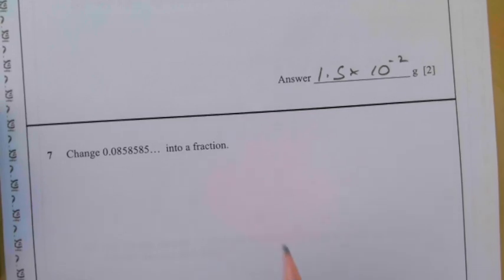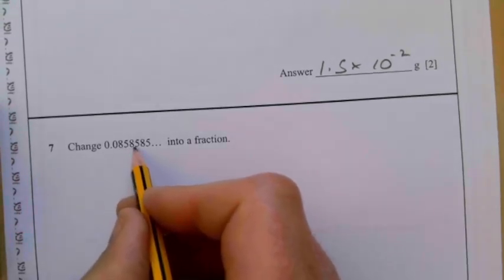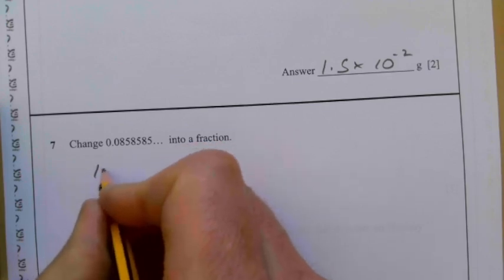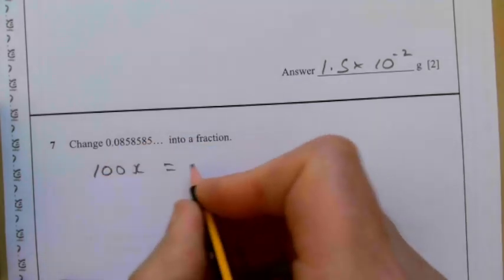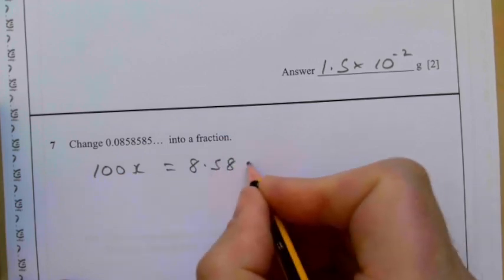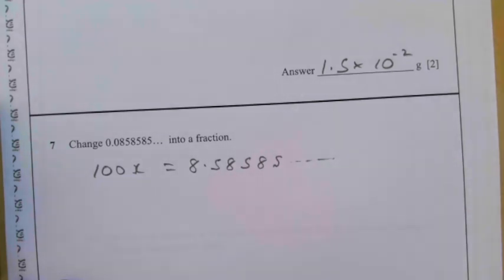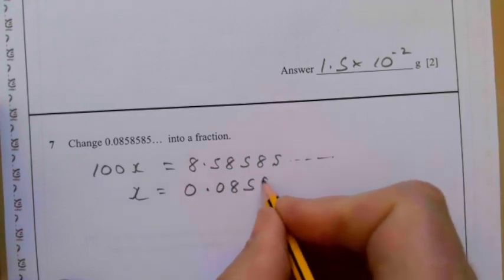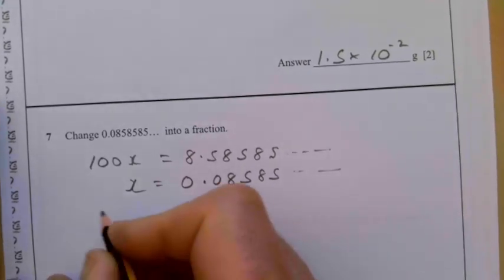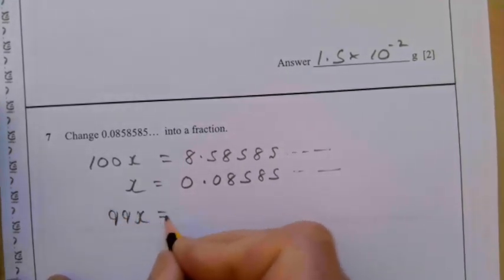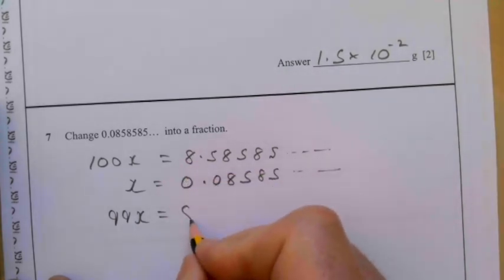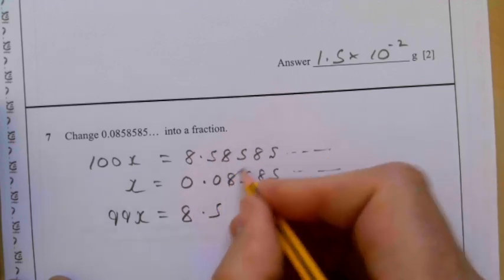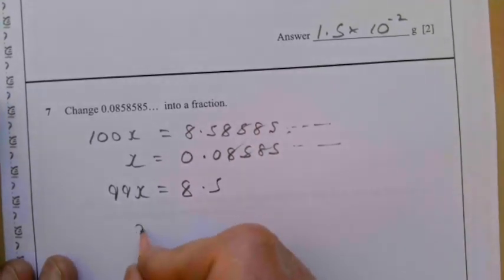Change this into a fraction, so it's 0.0858585, so we want to let that equal x. Then find out 100x. So 100x is going to be 8.58585 dot dot dot. x is 0.08585 dot dot dot. So if we subtract those, we get 99x. This take away this gives me 8.5, and then all these cancel each other out. That's the idea.